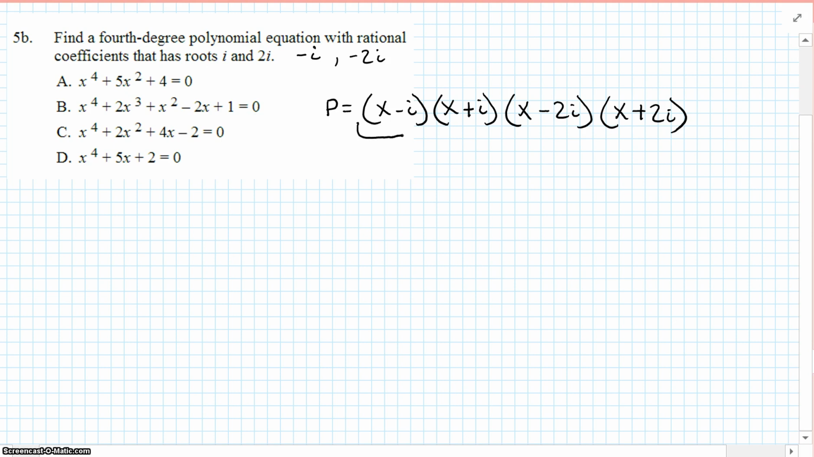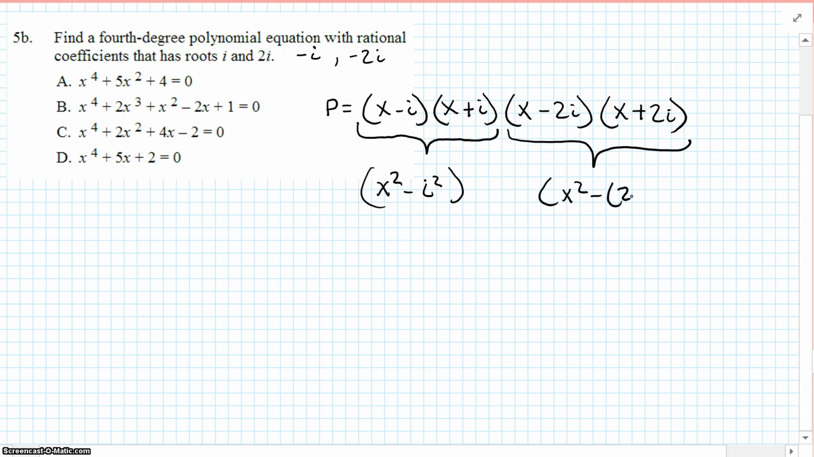So I should have 4 groupings, 4 linear factors, and I do. Now what do we remember? What does that grouping and this grouping right here look like? Is that a difference of squares? See, x minus i and x plus i? Absolutely. x minus 2i, x plus 2i. If you remember, we can rewrite that as a squared minus b squared, so that would be x squared minus i squared. This one would be x squared minus, in parentheses, 2i squared.